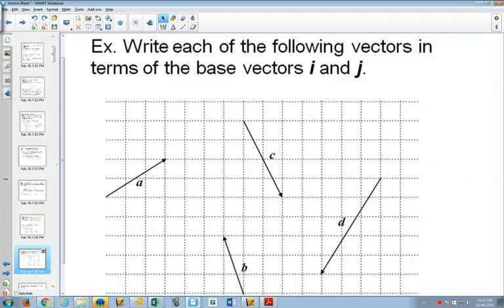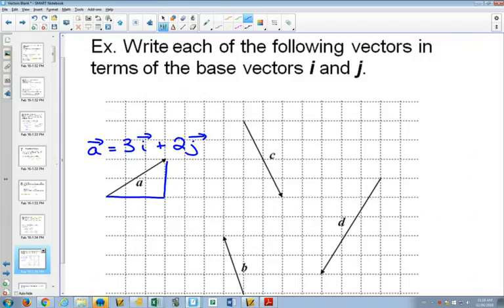So if we were looking at each of these vectors, and I'm sorry, on your paper the photocopy got the arrows shifted a little bit, but this is what it was supposed to look like. So for A, can you see that you go 3 to the right and then 2 up? So you could write this vector A is equal to 3i plus 2j. Can you see where you're going to be tempted not to write the arrowheads over top of things?